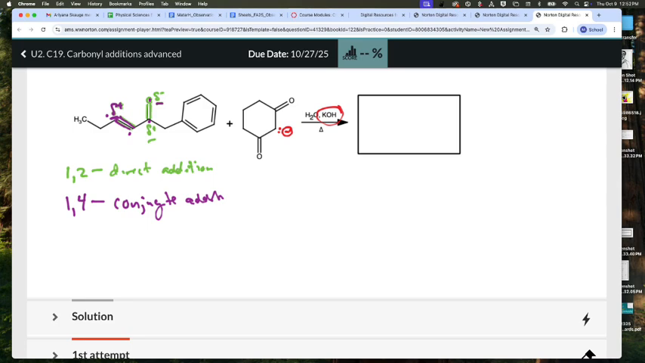The extra words that go with these: if we're looking at a direct addition, we're talking about the kinetic product. If we're looking at the 1,4, we're talking about the thermodynamic product. How do we decide between kinetic and thermodynamic products? It has to do with reversibility of the kinetic step. If your kinetic reaction is irreversible, you get the kinetic product. If your kinetic one is reversible, you get the thermodynamic product.